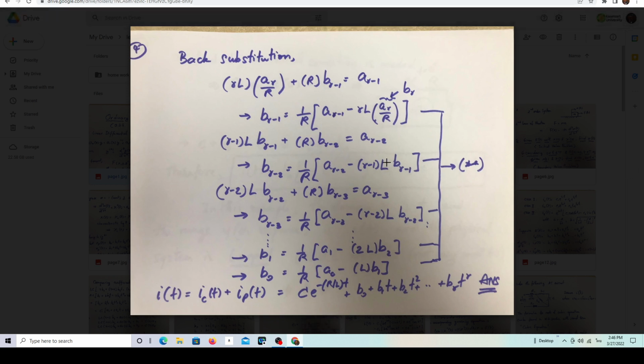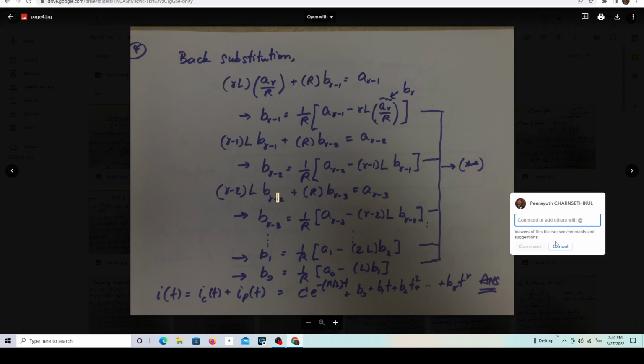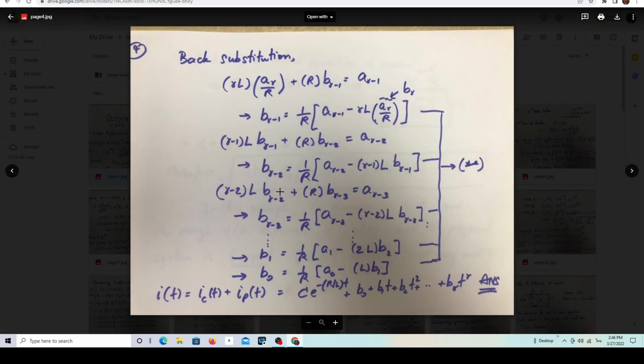You leave the term b sub r minus 1, but you need to compute this equation first to find b sub r minus 1 and then put it in here, and then you get b sub r minus 2, and it keeps rolling. With this technique, you can keep computing backward to get b sub r minus 1, b sub r minus 2, b sub r minus 3, up to b sub 0, using this form.